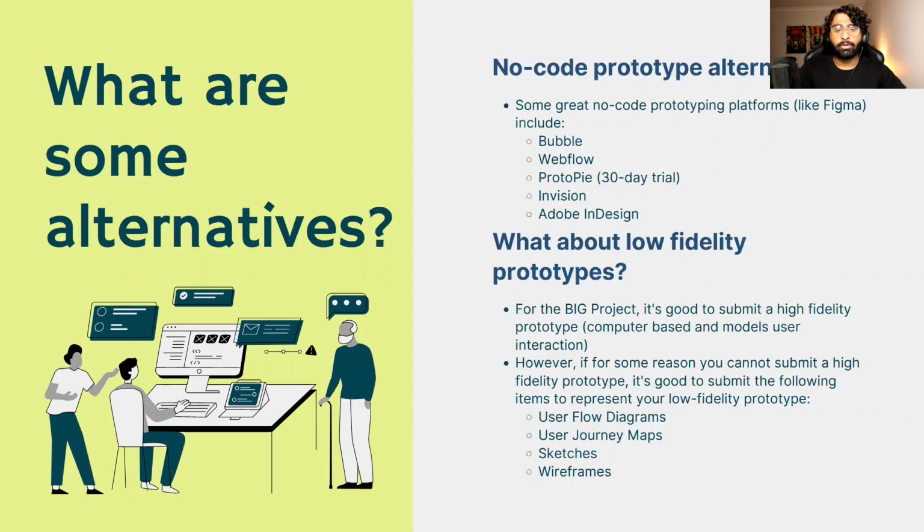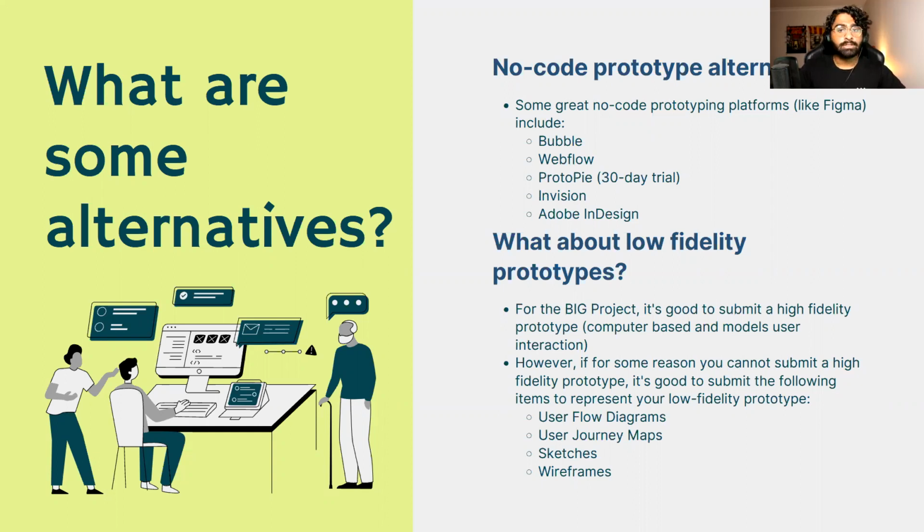Some great no-code prototype alternatives include Bubble, Webflow, Protopie. Protopie is paid for, but you can get a 30-day trial. InVision and Adobe InDesign. I'd also add Adobe Illustrator in there, but Adobe InDesign has recently added more features to it, and I feel like it's a lot better suited for prototyping and having that user interaction element there, instead of Illustrator, where you can just mock up wireframes and sketches.